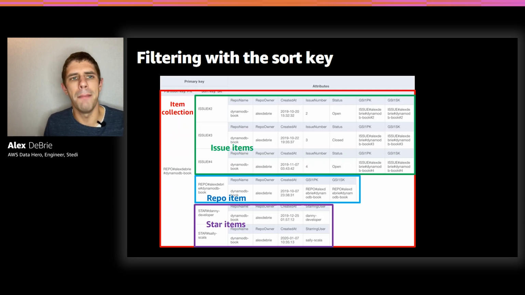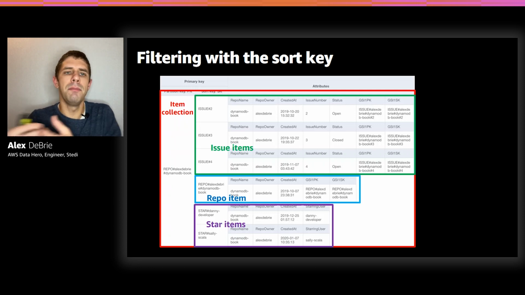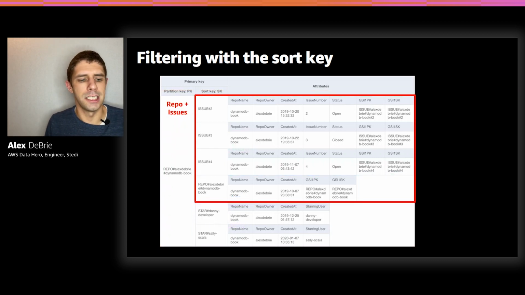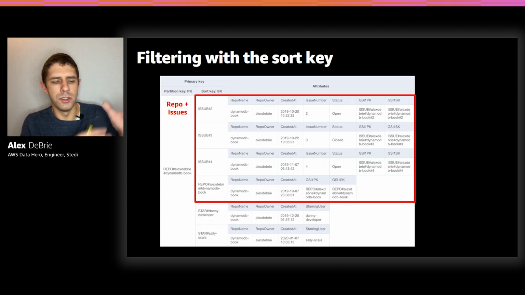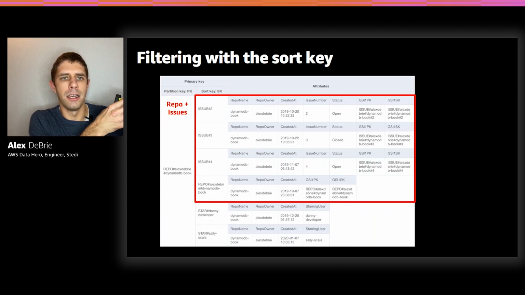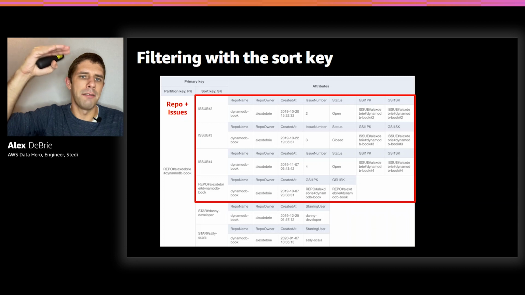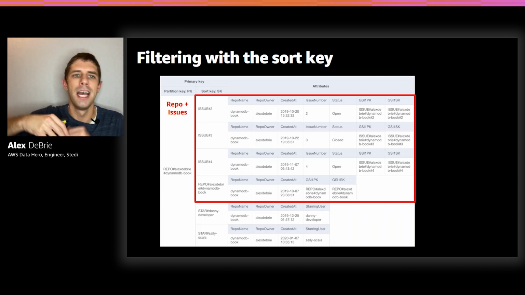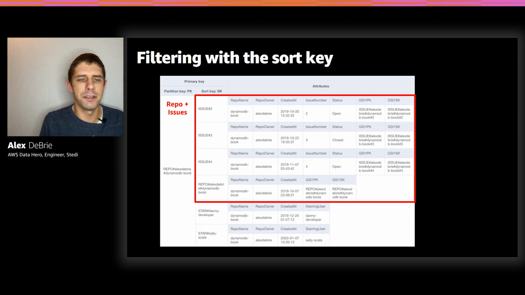So first, imagine you have an access pattern that says, give me all the issues for a particular repo. You also want to scoop up that repo, like we talked about in the last session, in that same request. So you can have the query where you say it's this partition key, and you have a condition on that sort key that says, go from issues down to repos. That's going to get you all your issues. It's also going to get you that repo item. Filter out those star items that you don't need.